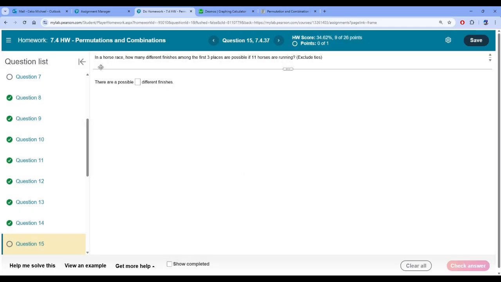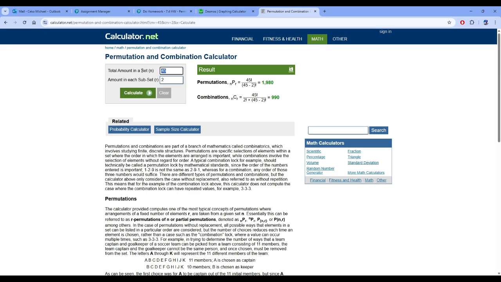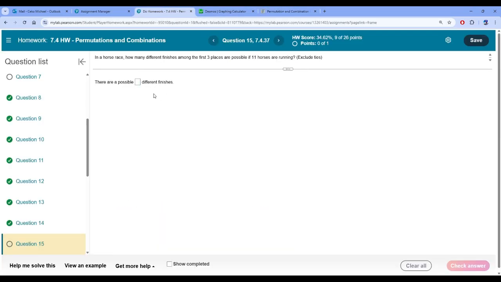That makes sense. In a horse race, how many different finishes among the first 3 places are possible if 11 horses are running? So I have 11 horses. I'm picking 3 of them in a permutation. So I have 11 horses, and I am picking 3 of them to finish. Calculate. There are 990 different ways.